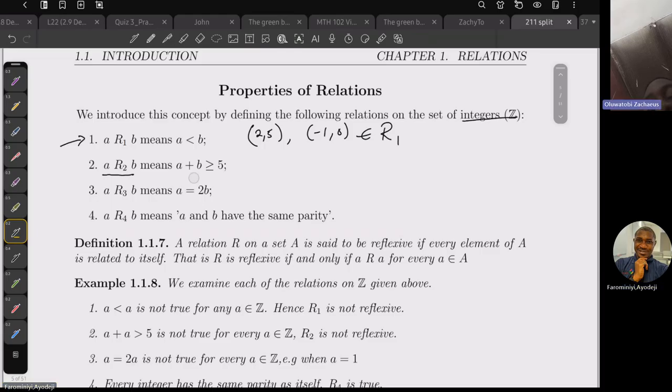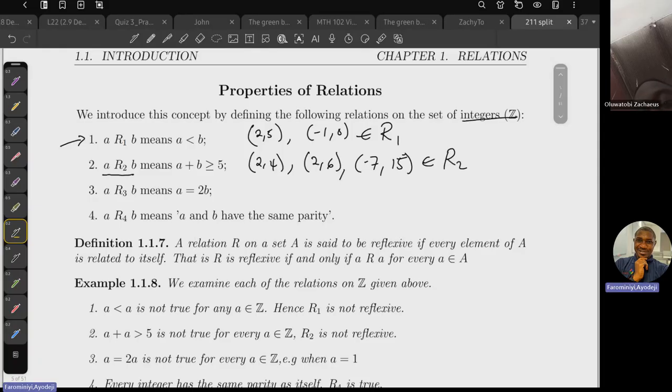Yes, we have 2 and 4. Good. 2, 6, and so on and so forth. I can have -7, 15. Okay, so these are elements of R2.